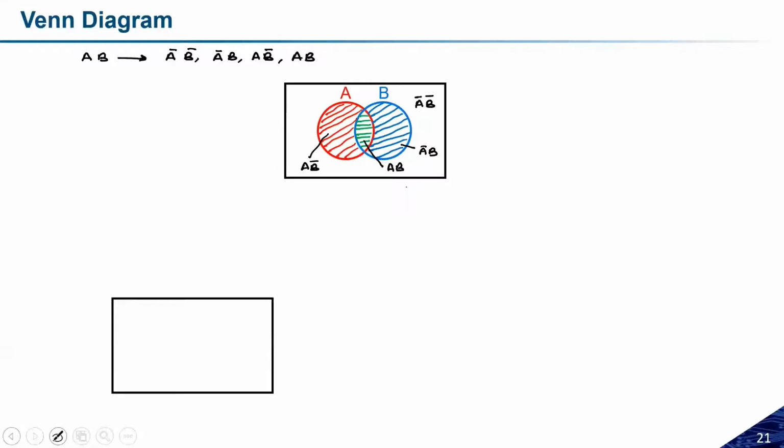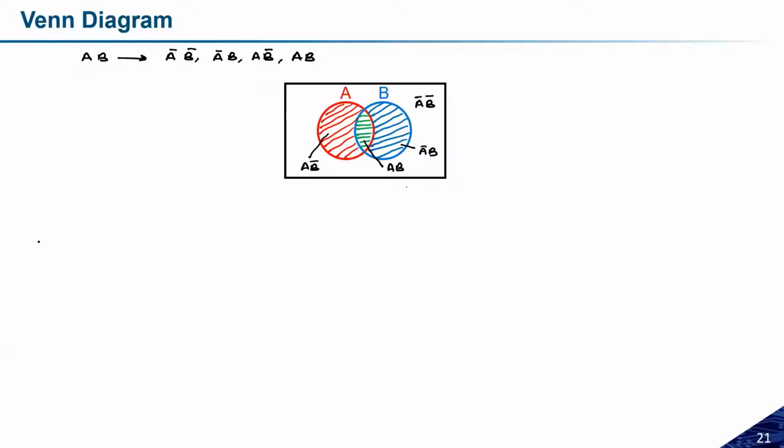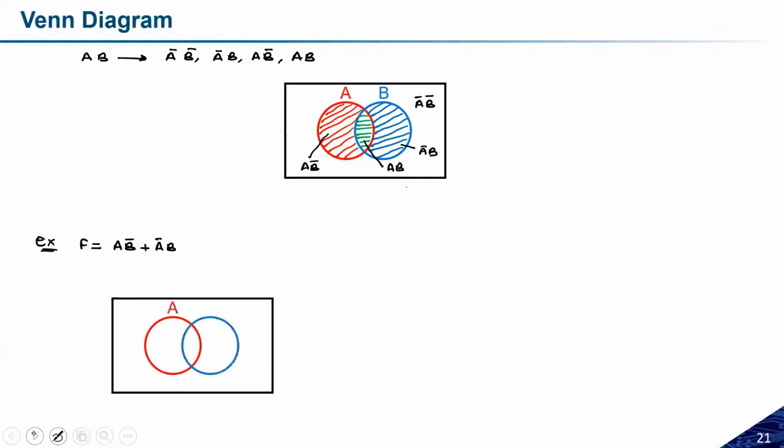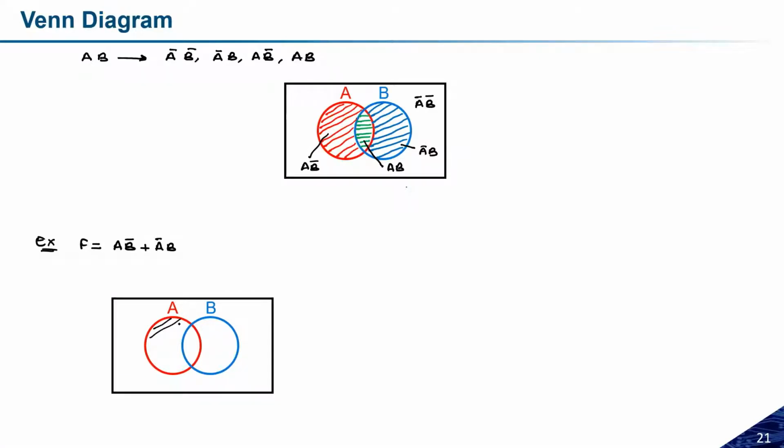Let us try to consider some examples. Let us assume some function is there, F is equal to AB bar plus A bar B. So how do we represent the Venn diagram of that one? Which part do I need to shade? Sir, except the intersection. Except the intersection, all other parts will be shaded. Sir, and except the outer part also. Outer part also, right? I need to exclude the outer part and the intersection part. So these two sections will represent the function I have. Okay, so I need to consider AB bar plus A bar B.